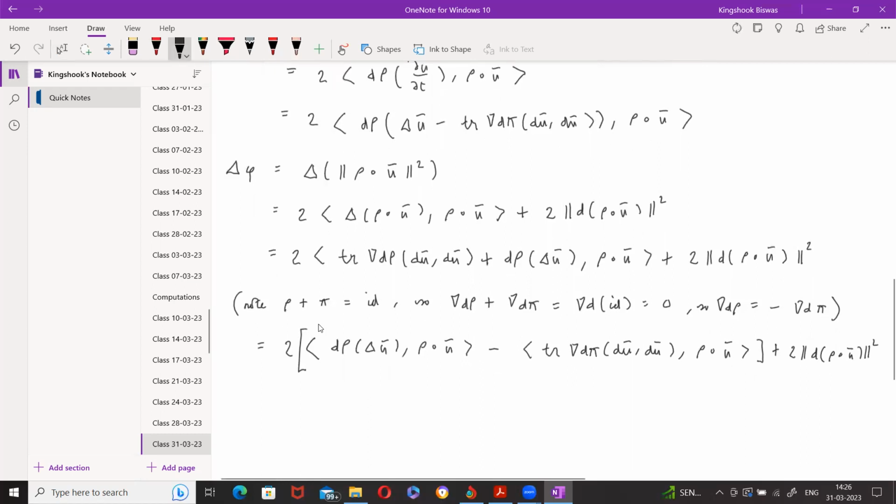So this is looking similar to the time derivative that we had here, right? This first term is the same. The second term looks slightly different. Here I have a d rho outside. Here I don't have a d rho in this trace of nabla d pi term. There should be a d rho as well, right? So how do I get that d rho?